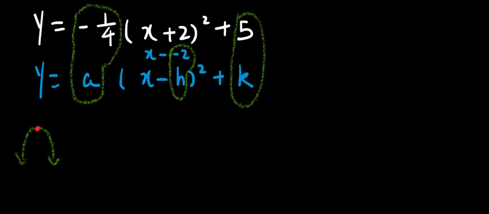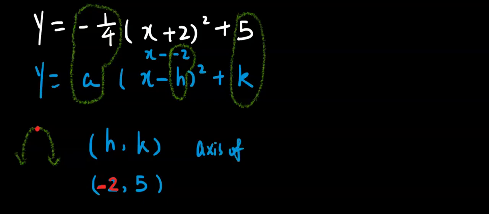Why do we need to do this? Because first we determine whether the graph opens upward or downward. Do we have a maximum or minimum? Then once we figure out h, k, guess what? h, k is the vertex. So in this case, the vertex is negative 2 and positive 5. Remember, the x-coordinate of the vertex also tells us the axis of symmetry. So the axis of symmetry is x equals negative 2.